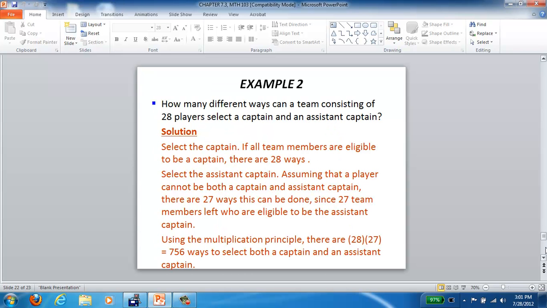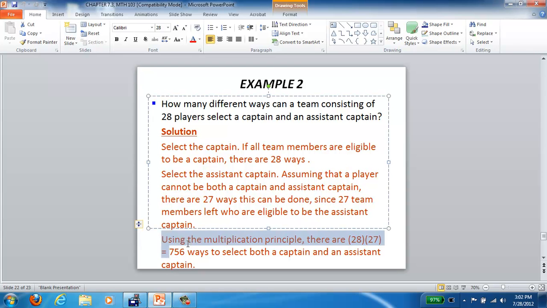This is the second example. How many different ways can a team consisting of 28 players select a captain and an assistant captain? So, if all team members are eligible to be a captain, you have 28 ways. Then, under the assumption that the person now is a captain, then you have 27 choices for an assistant captain. So what you do, you have to use the multiplication principle. So you have 28 times 27, 756 ways to select both a captain and an assistant captain.